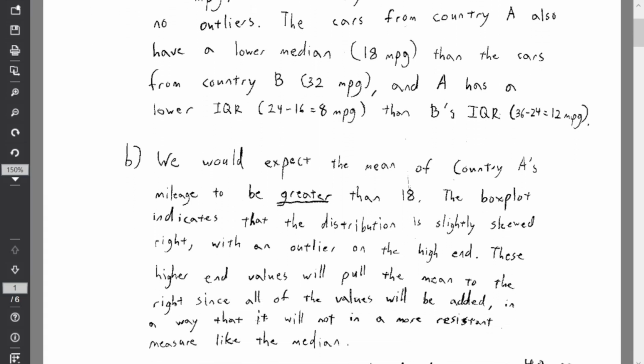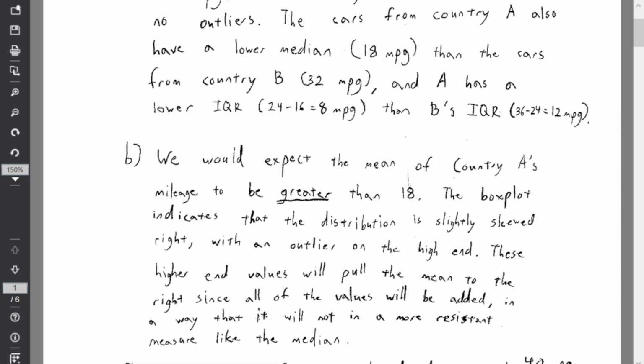So we're going to say that the mean is going to be greater. That's because our shape looks to be slightly skewed to the right from the box plot. And there's also an outlier on the high end. And remember, the mean's formula will add up all the values, including those higher end values from the skewness, including the outlier. Whereas the median is just interested in that middle value. So that mean gets pulled to the right by those higher values from the skewness and the outliers.